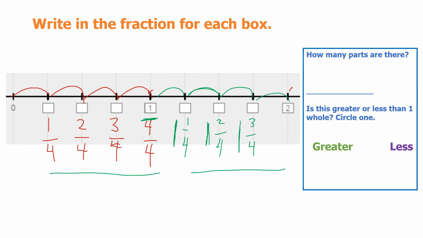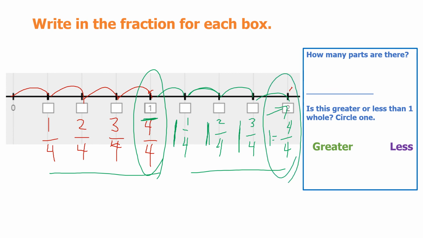And then here I have 4/4, but guess what? At this point it becomes a whole. That's why this one turns into 2, because this was 1 whole and now we've got another whole. So now we're at 2. My line has been divided into 4 parts. Is this greater or less than a whole? It's actually greater than a whole, because we've got 2 wholes right now.